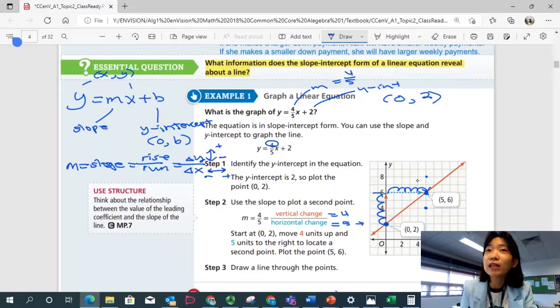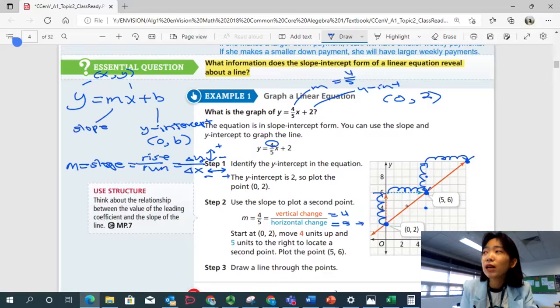If you want to check if your line is straight and is correct, you can pick another point, or you can pick a random point on the line. It's kind of hard to tell. So you can keep going with your next point, right? 1, 2, 3, 4, go up 4. 1, 2, 3, 4, 5. Go right 5, and that should be your next point, and your line looks straight.